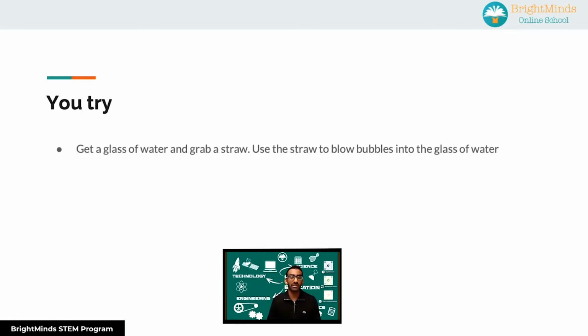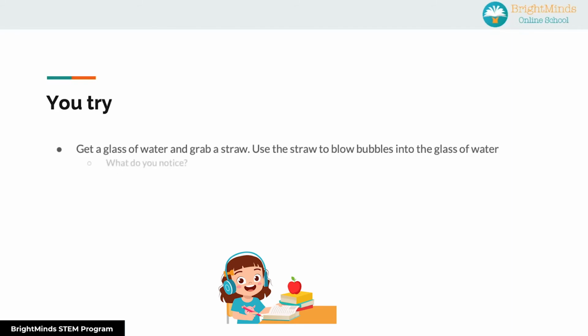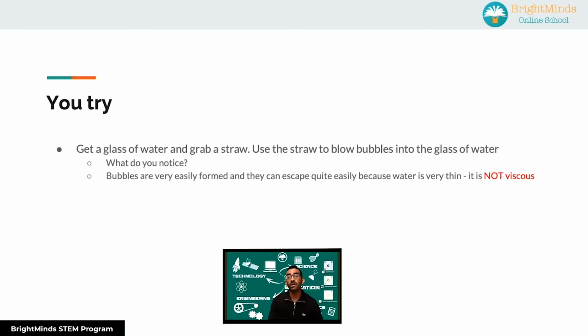That's a great analysis. So does this happen very easily when you blow into it? Do you get bubbles very quickly? Okay, great. Note that. So bubbles are very easily formed. They can escape quite easily because the water is very thin. And that brings us to our first term. It's not viscous. Okay, so it's very thin. It's runny. It's not viscous. When something's viscous, it's thick.